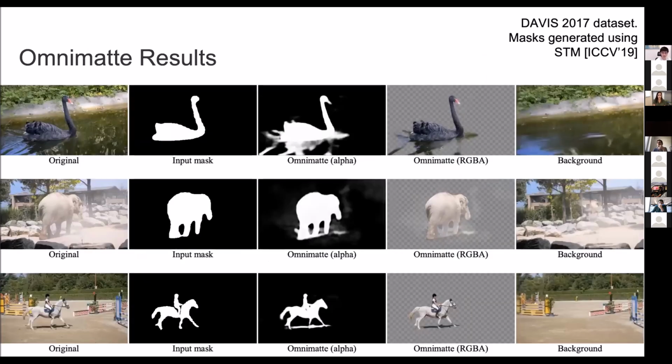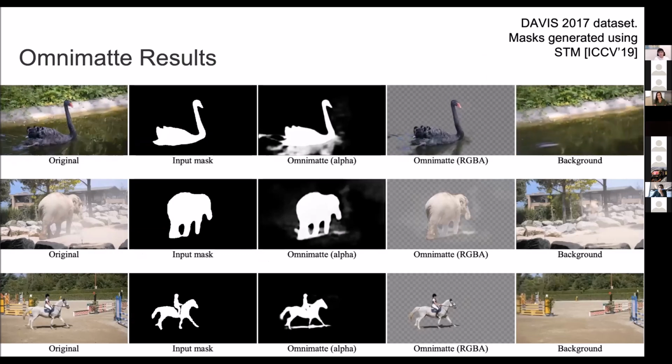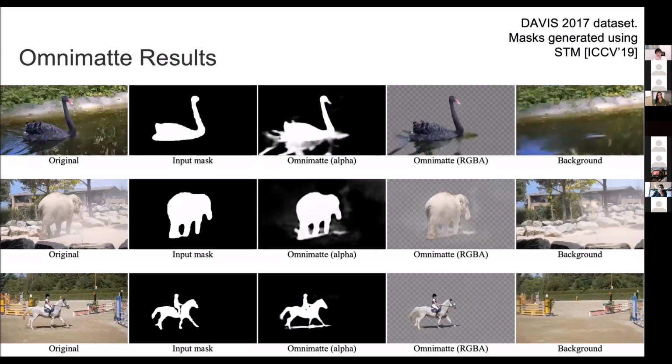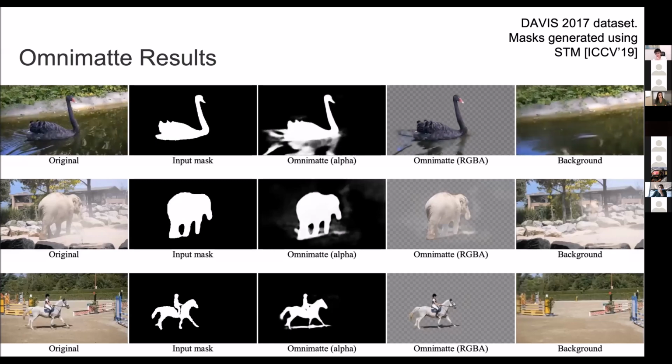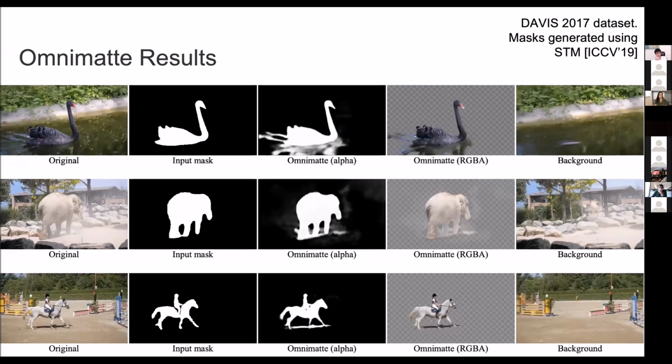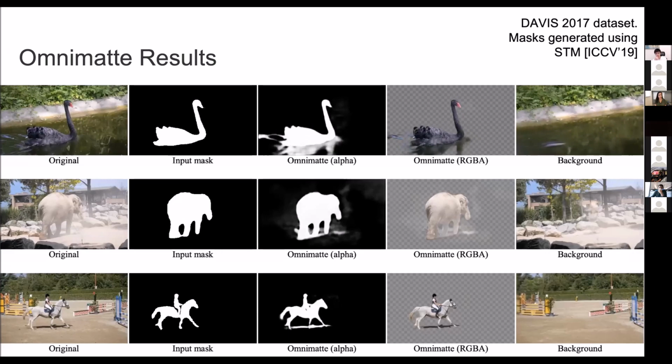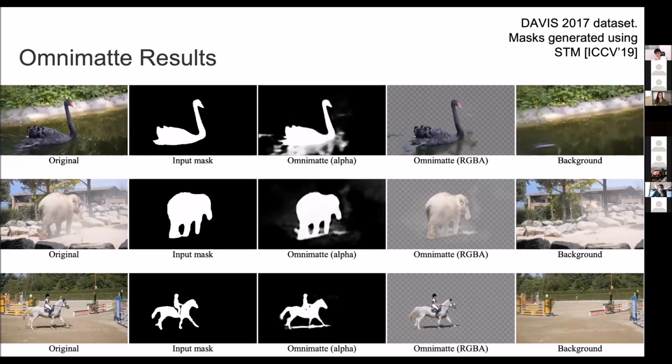Here you can see results from DAVIS. You can see on the left the original video, then the input mask that we use as input, our Omnimatte prediction, the RGBA layers for both the foreground and the background. So you can see here how we manage in the Black Swan example to pick up all those complex reflections in the water and also very fine details of the swan.